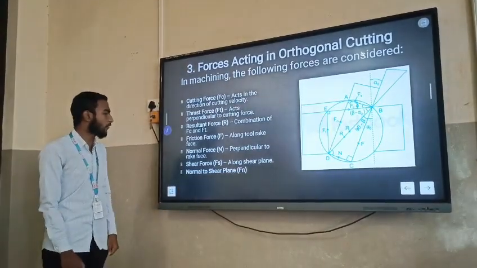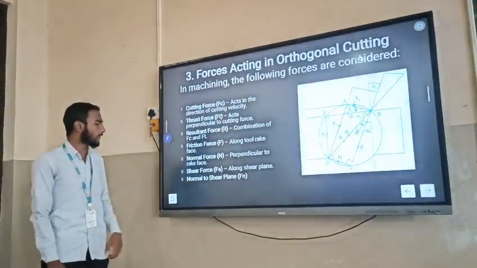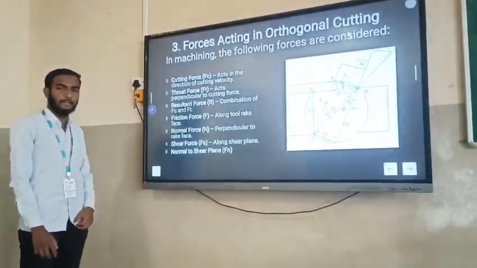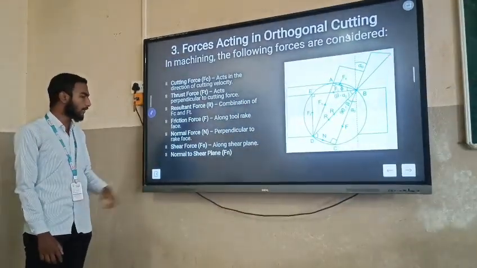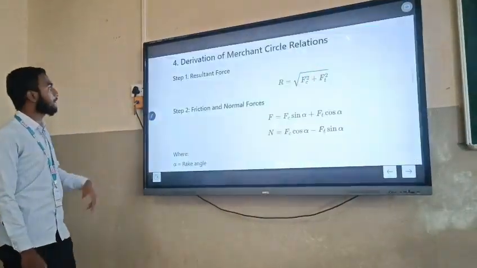The next is the normal force, which is perpendicular to the rake face. And the last force is the shear force. It acts along the shear plane. And the normal force is normal to the shear plane.